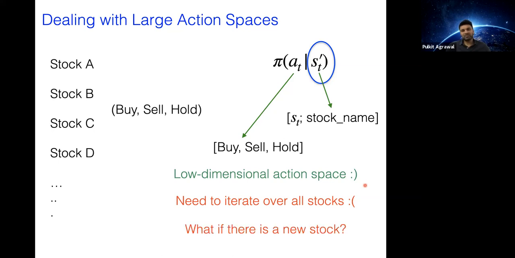And the other question that comes up is, what if there is a new stock that comes in, or there is a new news article which I need to recommend? What do I do in that case? So, before we jump into that question, does anyone have any questions on what we discussed on expanding the state space, or how we can deal with a large action space?